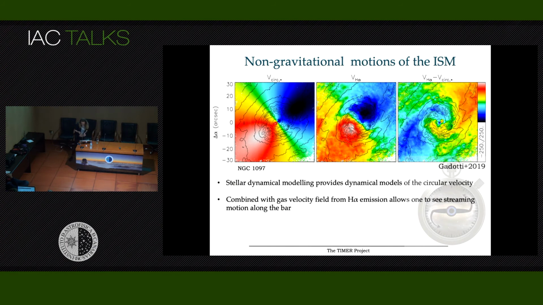Well, so another thing that we can do is to study the non-circular motions, the non-gravitational motions in the interstellar medium. So here is the map of the velocity in H alpha emission. So this is gas now. And this is a GEANS model, a dynamical model, that takes into account the gravitational motion. And in the right part of the slide are the residuals. So you can see here the streaming motions that mark the gas that is going to the center through the leading parts of the bar. So we can actually start to quantify the amount of gas that is flowing, the velocities, etc. And learn something about all these gas acquisition processes in the galaxy.